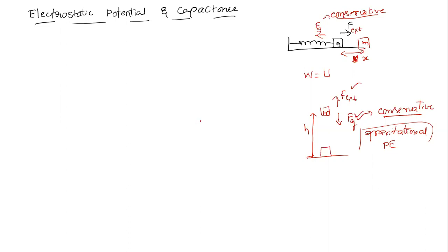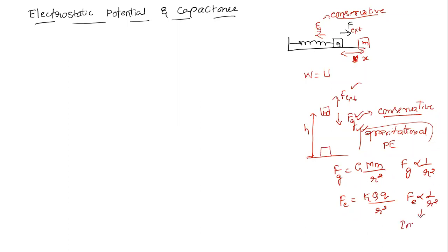How can we prove it? A simple way. What is the formula for gravitational force? F is equal to G M m by r squared. That is the gravitational force. And the electrostatic force is given by Coulomb's law. What is the formula? It is K q1 q2 divided by r squared. So the gravitational force is proportional to 1 by r squared and the electrostatic force is also proportional to 1 by r squared. This is what we call the inverse square law.